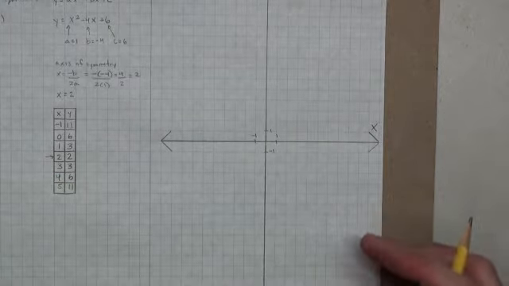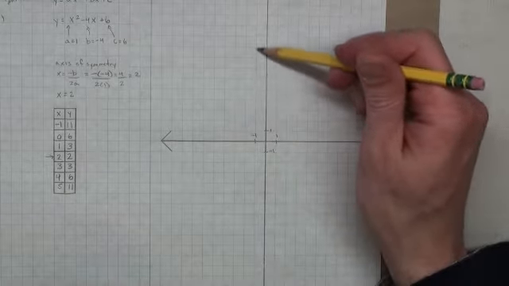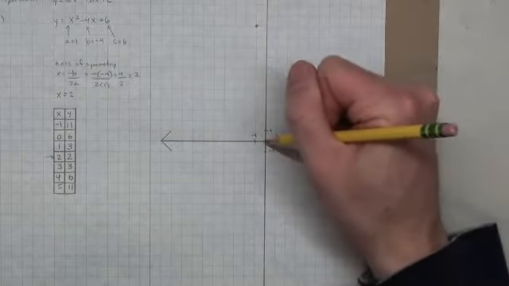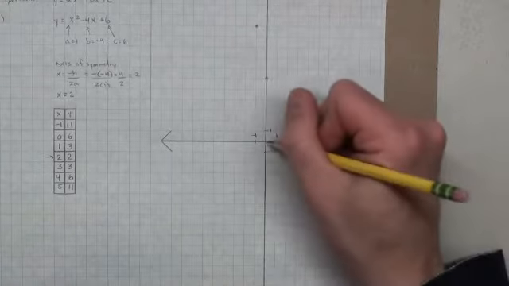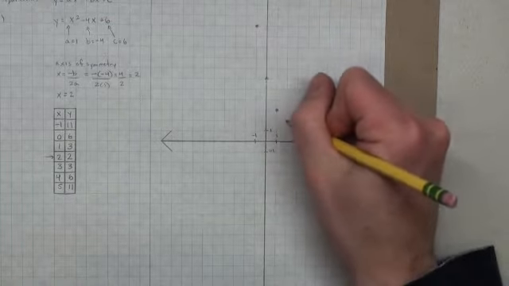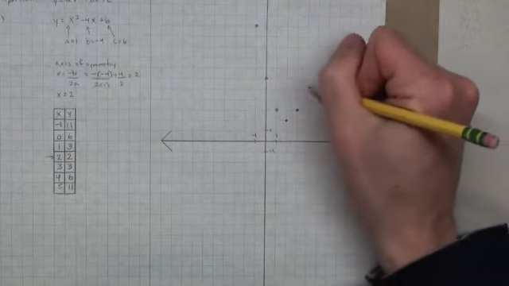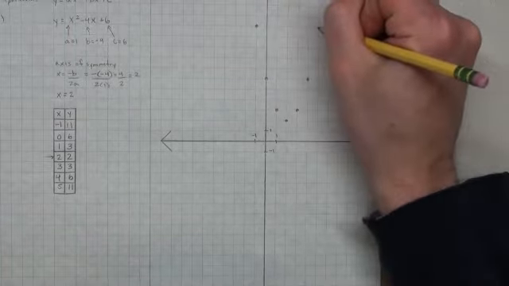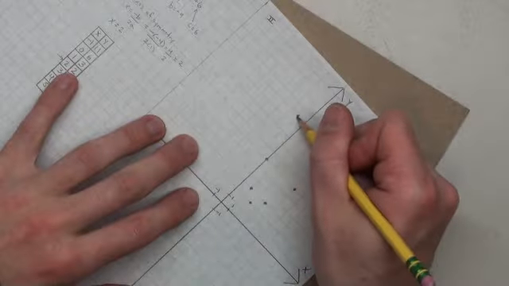Alright? Let's graph. -1, 11. 0, 6. 1, 3. 2, 2. 3, 3. 4, 6. And 5, 11. All right.